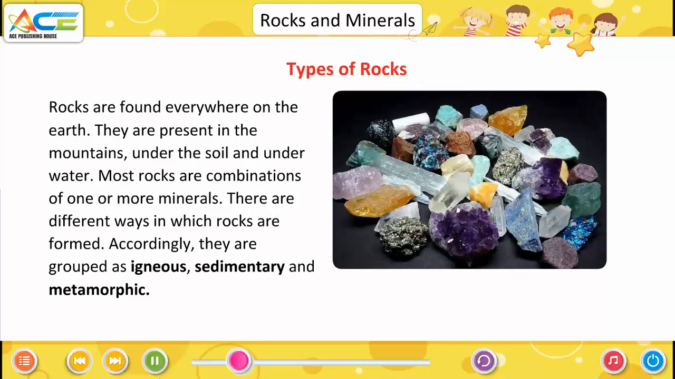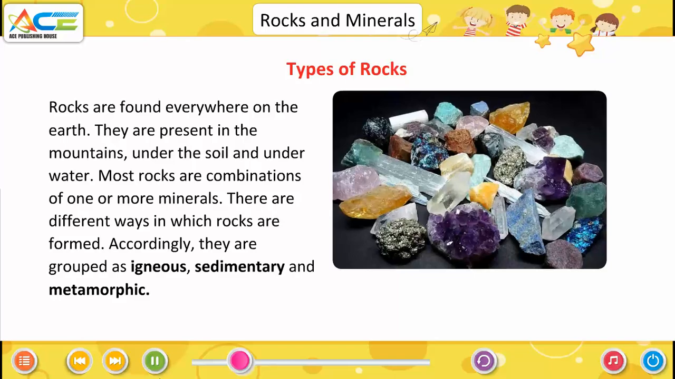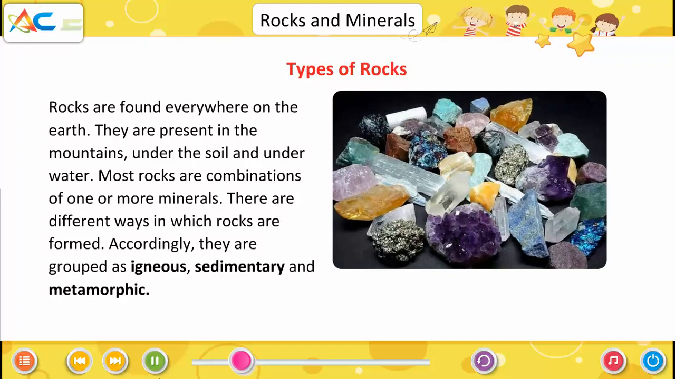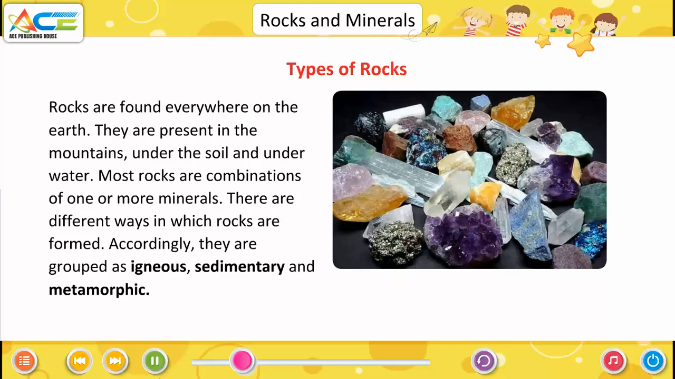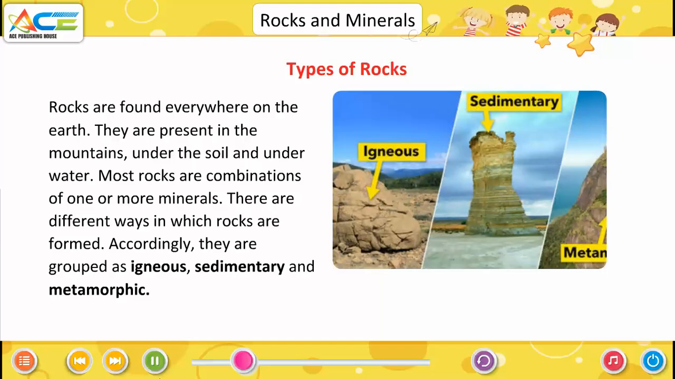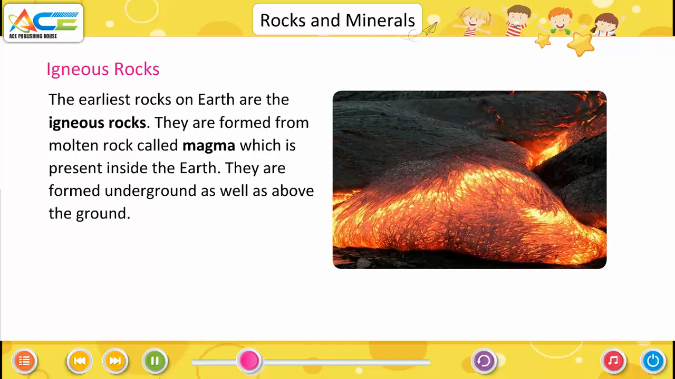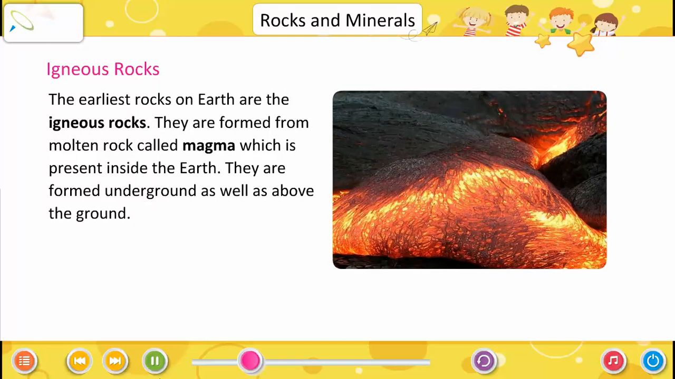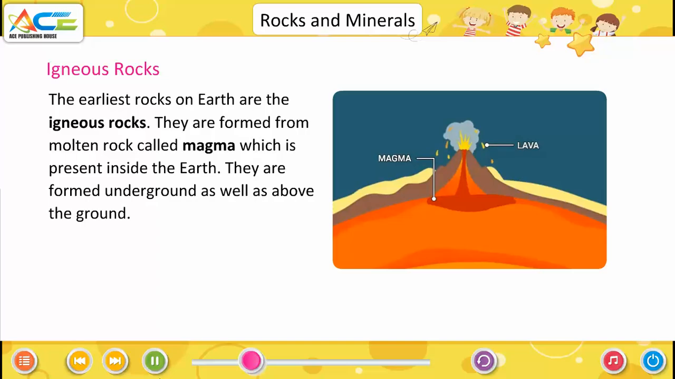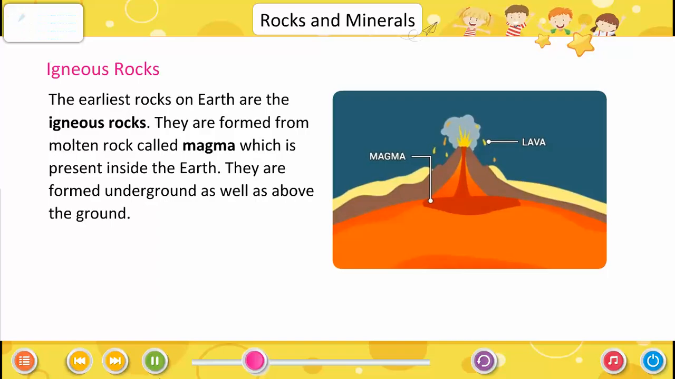Most rocks are combinations of one or more minerals. There are different ways in which rocks are formed. Accordingly, they are grouped as igneous, sedimentary and metamorphic. Igneous rocks. The earliest rocks on earth are the igneous rocks. They are formed from molten rock called magma, which is present inside the earth.